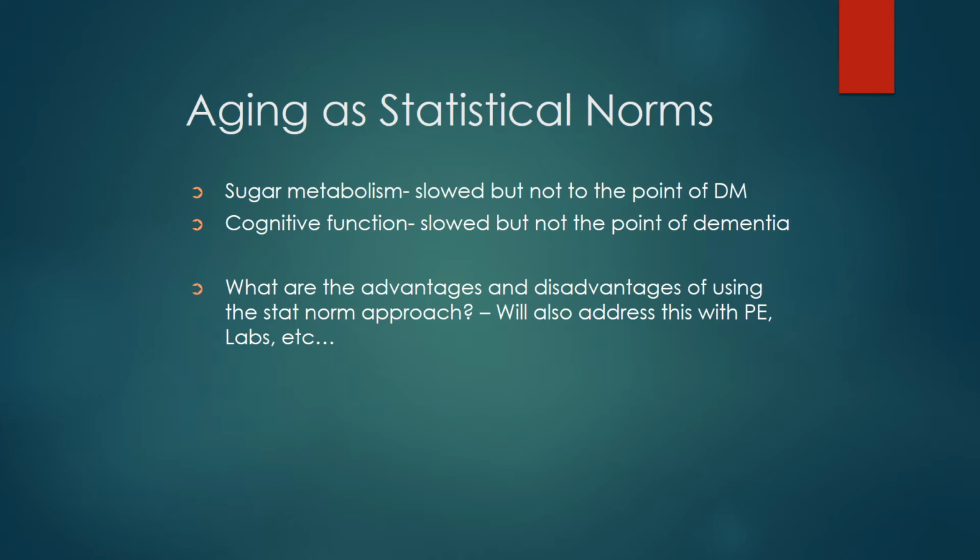We do definitely see a decline in cognitive function. If you do sort of psychological testing on people, response times, a number of different things are slowed as we age. That does not mean that everybody is on the road to dementia. It does not mean that everybody is functionally impaired cognitively.